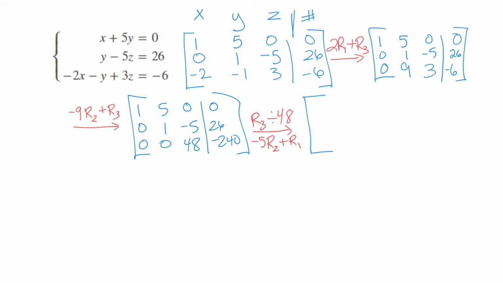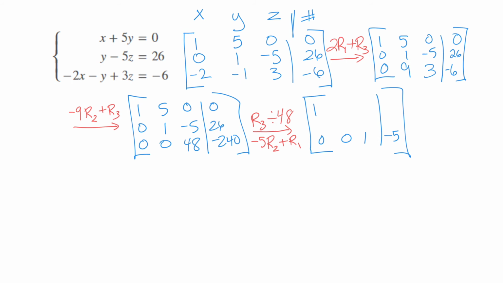Here we go. I'm going to start with the top one. I'm just going to take row 3 and divide it by 48. So that's going to be 0, 0, 1, negative 5, which is what that was when I typed it in my calculator. All right, then we have a 1.